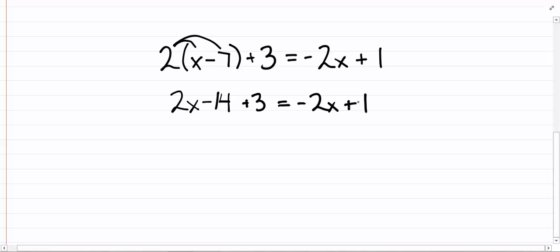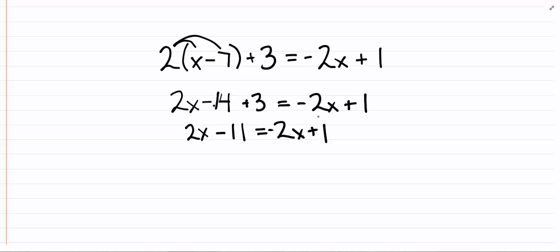Before we move on again, we still have to look to see if we can combine like terms. And I see here we have a negative 14 and a plus 3. And so negative 14 plus 3 is negative 11. We can't do anything with that 2x because there's no like terms to add it with. So 2x minus 11 is now equal to negative 2x plus 1. This looks similar to the problem we did before, and we'll do the same thing as before by getting x's on one side and constants or numbers on the other side.